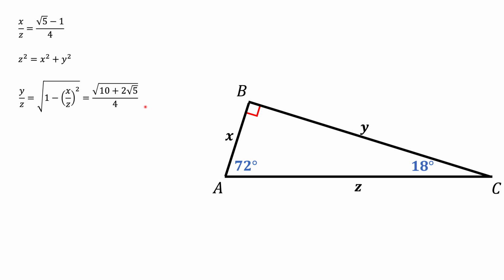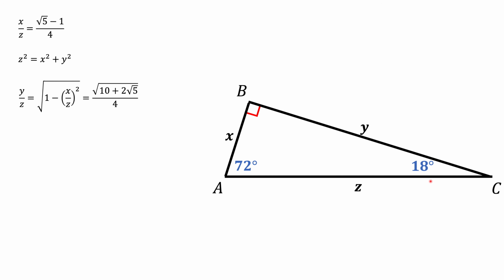So if you know any of the sides here, you can use these two formulas to find the other two sides. And from that, you can find the area of this triangle by multiplying x by y and dividing by 2. Now let's go back to trigonometry. That's where we kind of started.